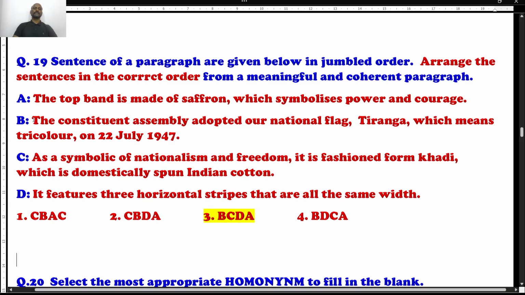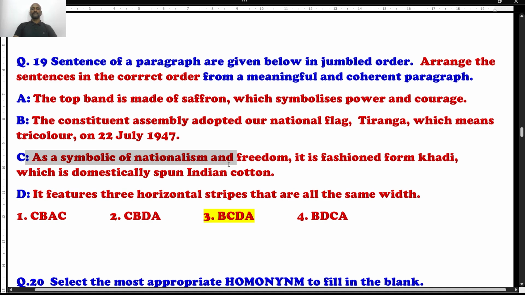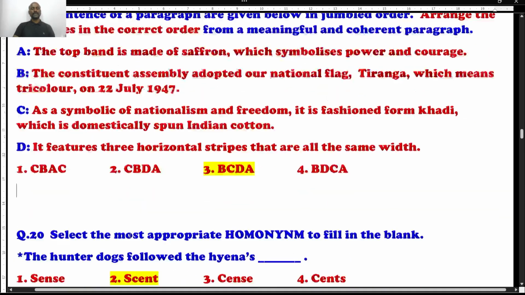The first sentence, B, says, the Constituent Assembly adopted our national flag, Tiranga, which means tricolor, on 22nd July 1947. Option C, the next sentence, is, as a symbol of nationalism and freedom, it is fashioned from khadi, which is domestically spun Indian cotton. Next one is, it features 3 horizontal stripes that are all the same width. And the last, the concluding sentence, is, the top band is made up of saffron, which symbolizes power and courage. So option 3, BCDA, is going to be the right answer.